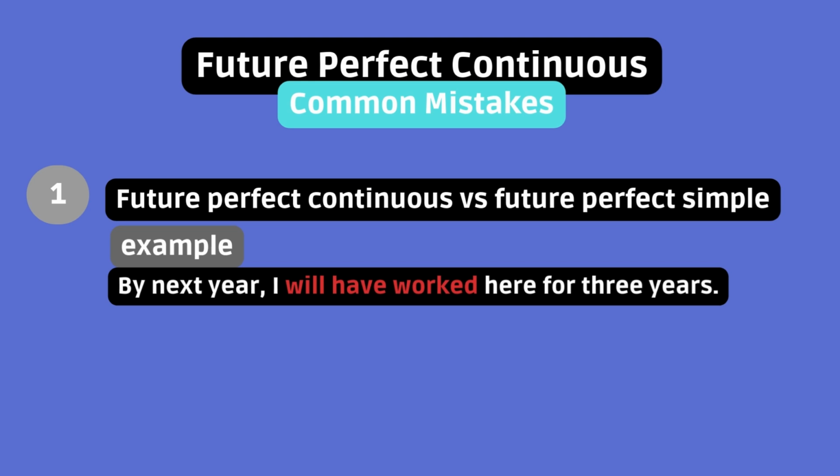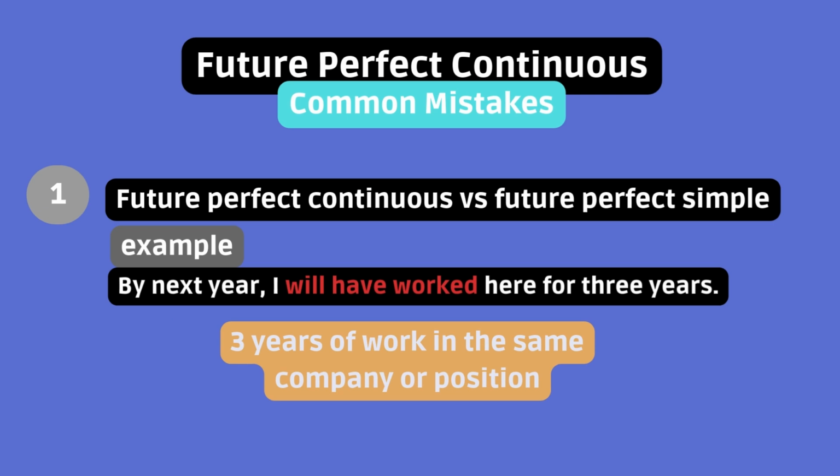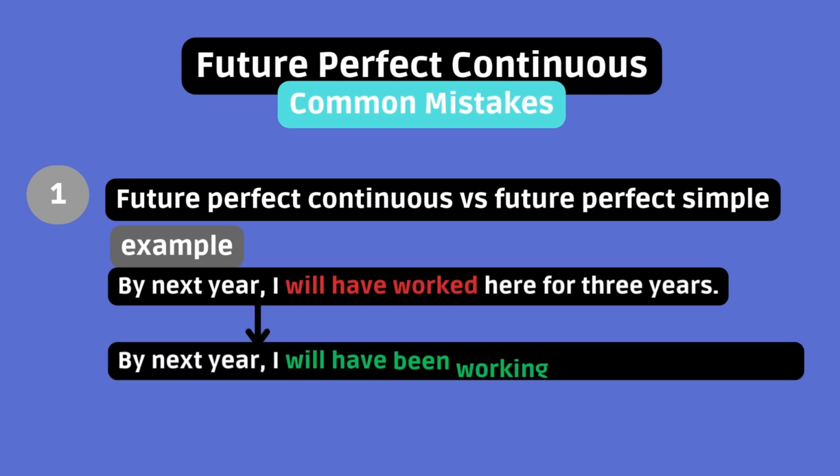However, if you wish to highlight a milestone, 3 years of work in the same company or position, for an ongoing action not coming to an end, go for the future perfect continuous. By next year, I will have been working here for 3 years.